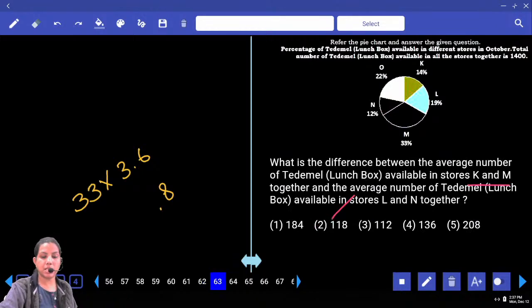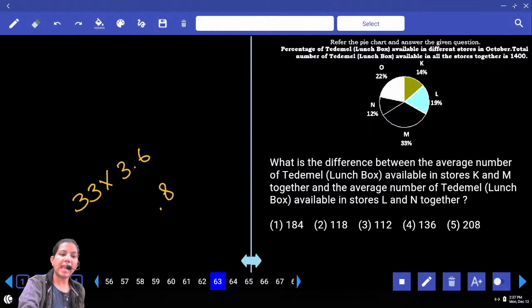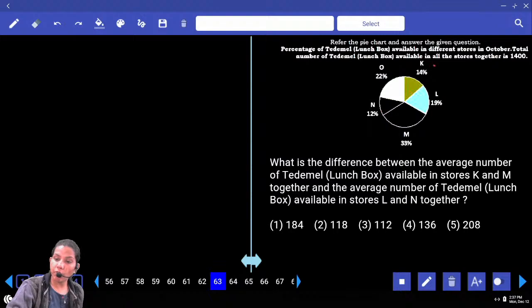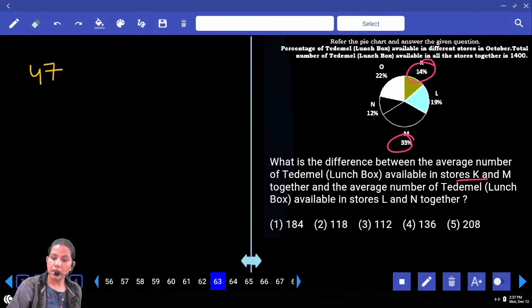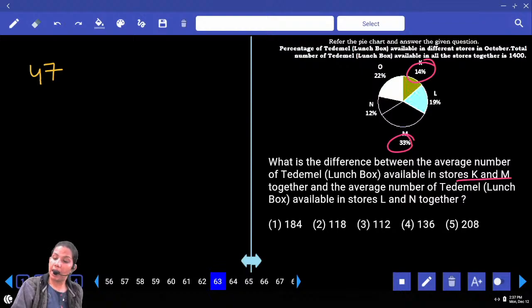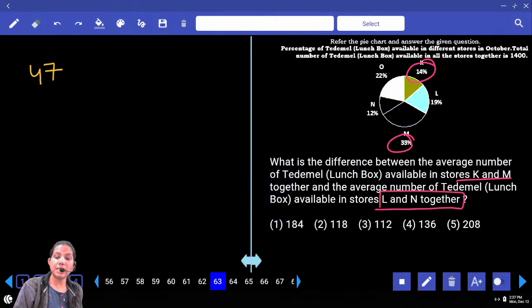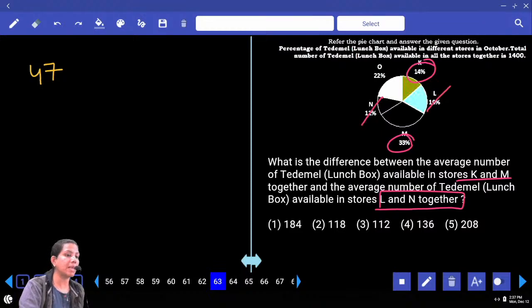Next, question number 63. What is the difference between the average number of treadmill lunchbox of store K and M? K and M. What is K and M value? 14, 33. What is 14 and 33? 47. This is sum, not average. Next, average number of L and N together. What is L and N together? 19 plus 12. What is 19 plus 12? 31. This is also sum.